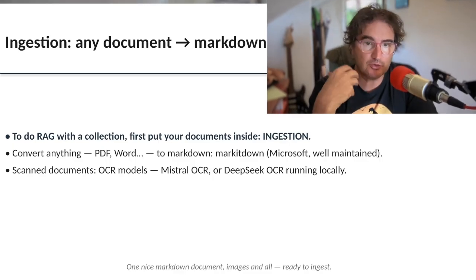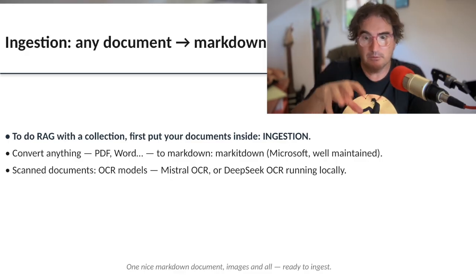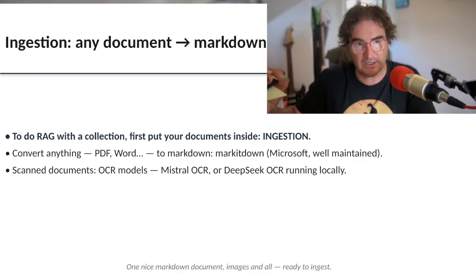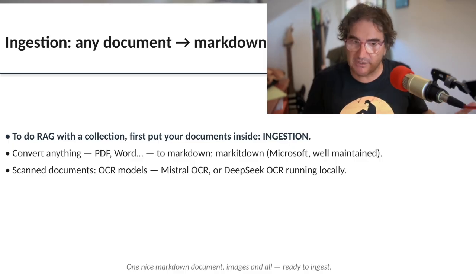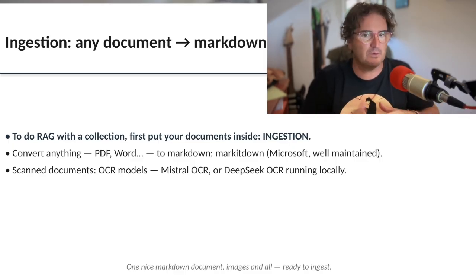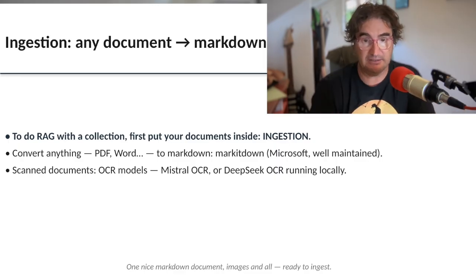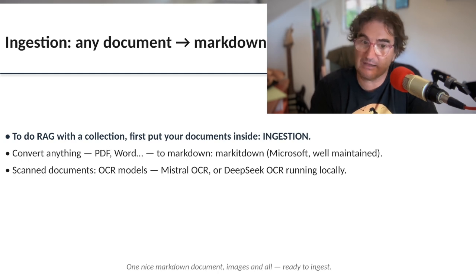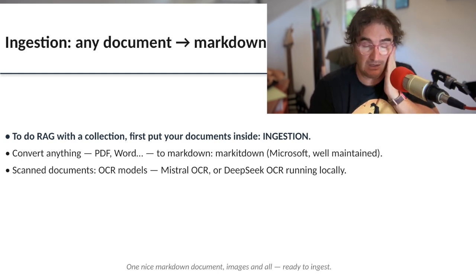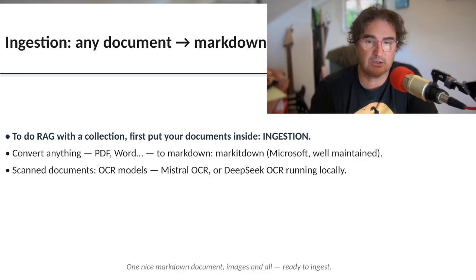Now, if we want to do RAG with our collection, what we have to do first is to put some documents inside our collection. So we will have our documents that for now we will think that we are working with any kind of document, PDF documents, Word documents. I sent you, for instance, the Markdown library. It's a well-maintained library by Microsoft that allows to convert almost any kind of document to Markdown.